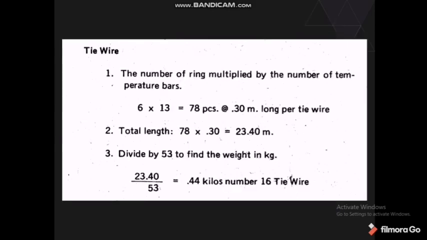For the ties, the number of rings multiplied by the number of temperature bars is 6 times 13 equals 78 pieces at 0.30 meter long per tie. Then the total length is 78 times 0.30, that is 23.40 meters. Then divide by 53 to find the weight in kilograms. So therefore, 23.40 over 53 equals 0.44 kilos of number 16 tie wire.